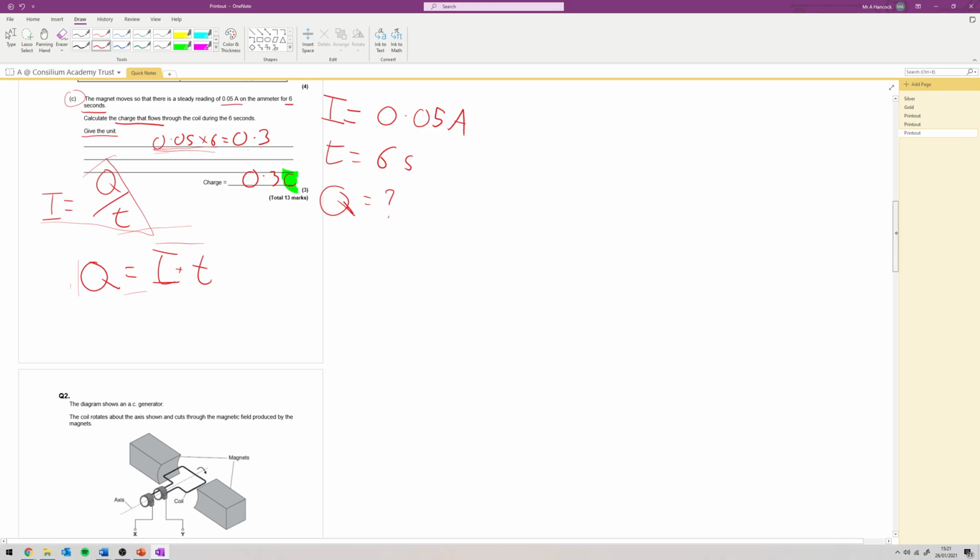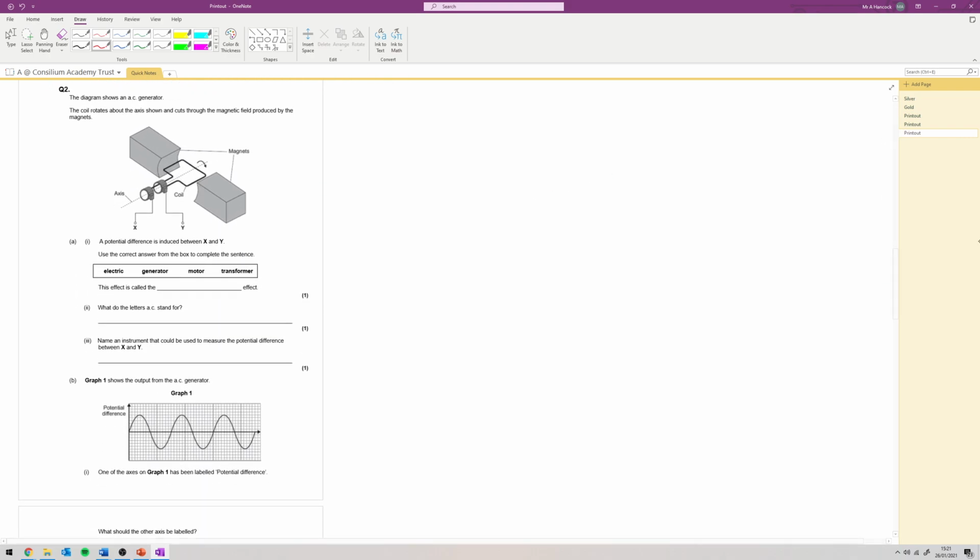Let's have a look at the next one, question 2. So this is actually moving on to something that we haven't done properly because we can't do it in school, but generators. Now we can tell this is a generator because it has a slip ring. Before, we did the motors, motor equals a split ring.